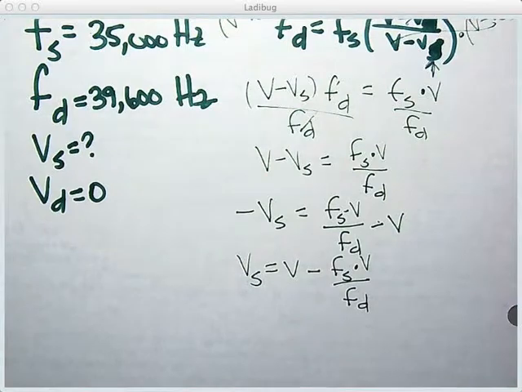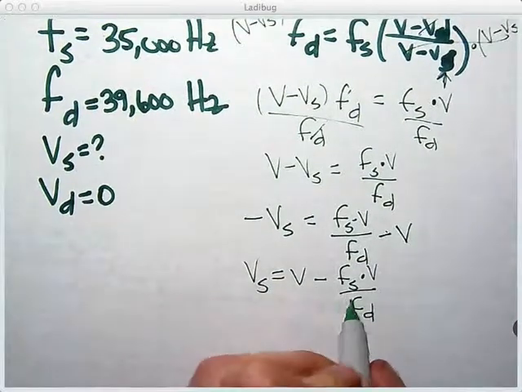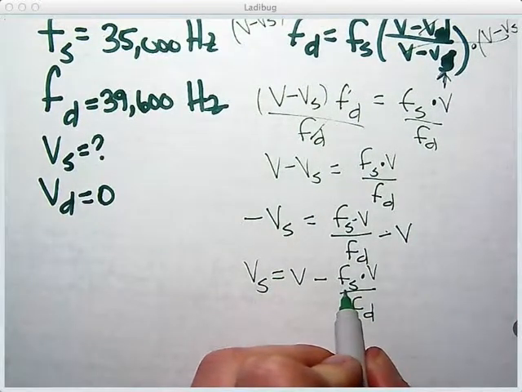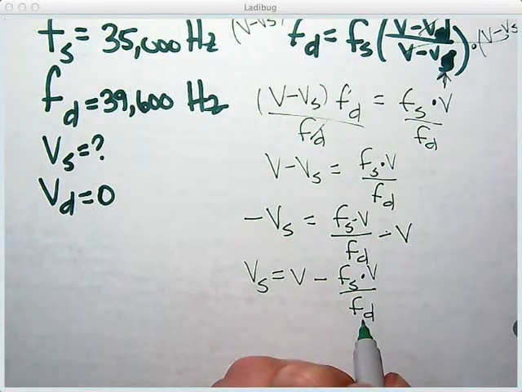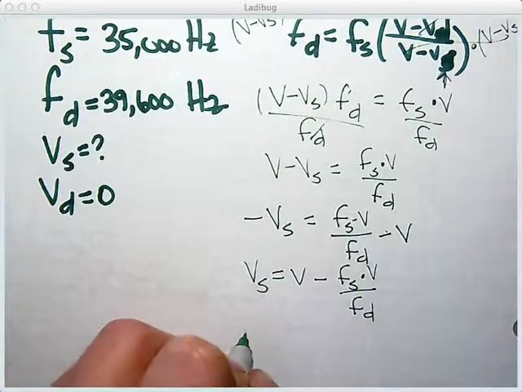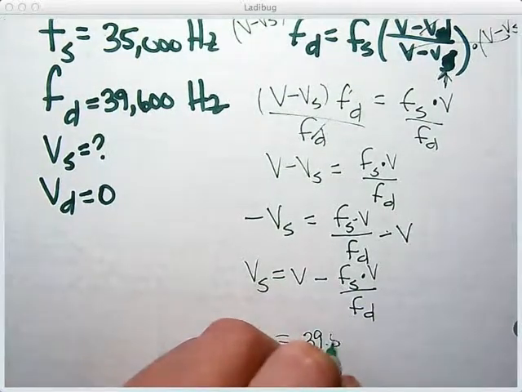We're out of time for me to actually write down plugging in the numbers. But this is 343 minus FS, that's 35,000, times 343 divided by 39,600. And so the speed of the car is 39.8 meters per second.